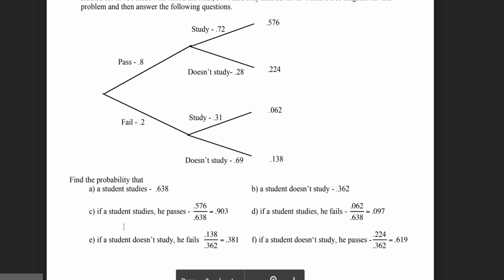Now this is where we reverse the condition. So if a student studies, so this is like a given, right? So given that a student studies, well, we already did that one, right? That's the 63.8%. You can see that on the bottom. So given that a student studies, what's the probability that they had actually passed the test?